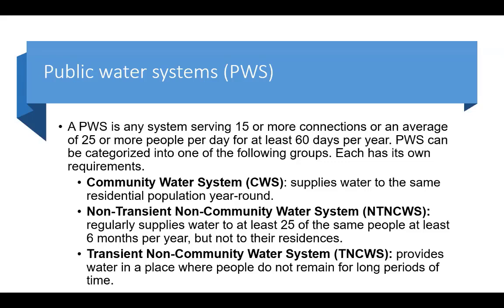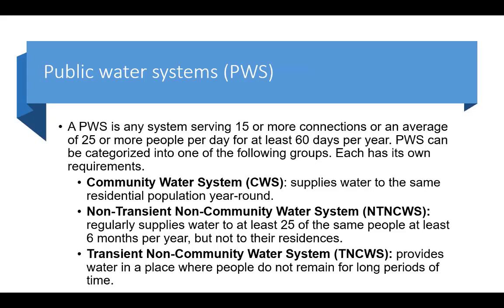So a community water system supplies water to the same residential population year-round. City of East Lansing, Meridian Township provides water to the residents of these townships and city. That is a community water system. Board of Water and Light supplies water to Lansing. There are also other townships that purchase water from Board of Water and Light, and then they distribute it.